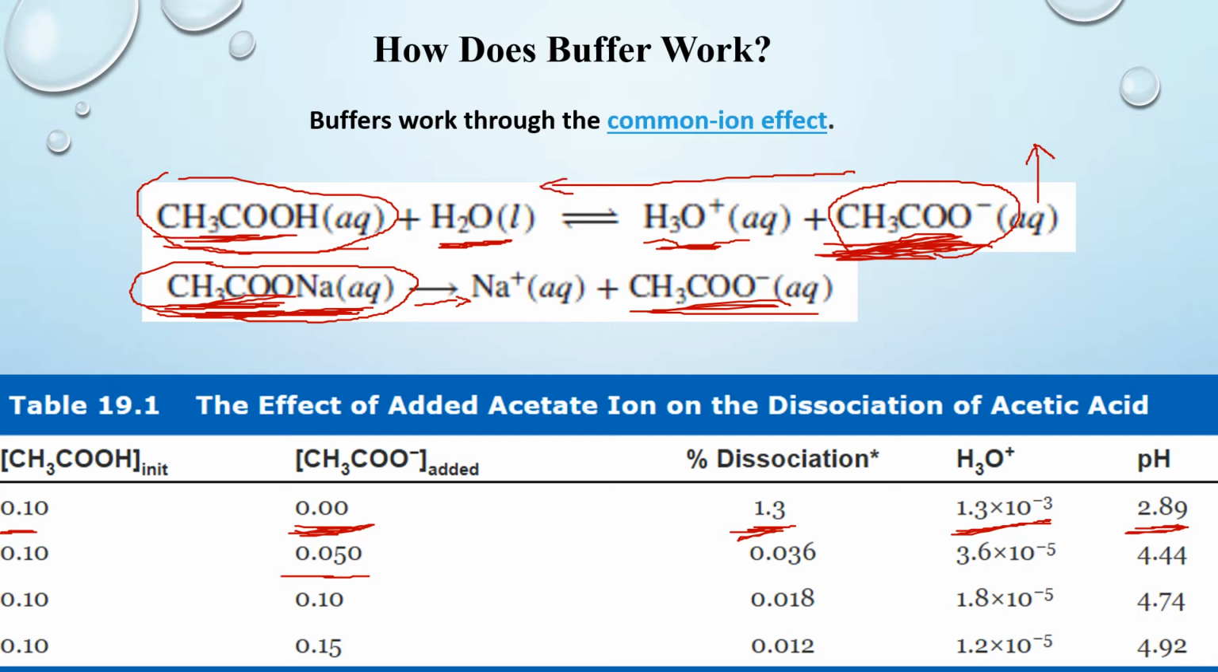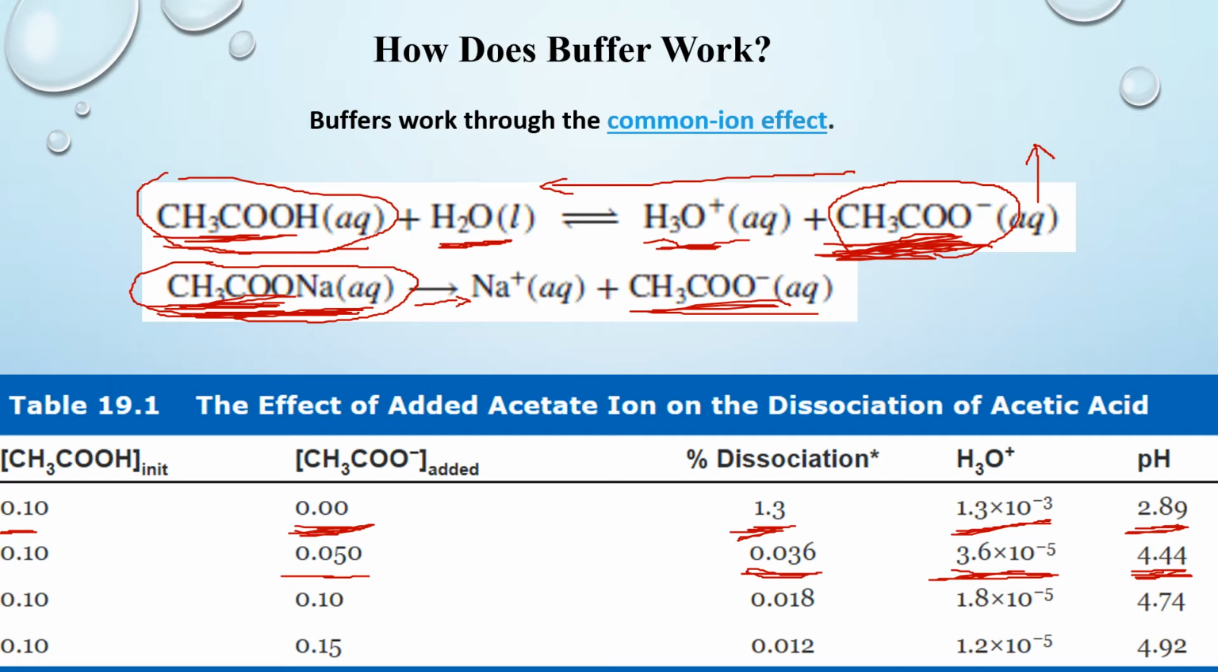That means that will decrease the percentage of the dissociation of this acetic acid. So we're gonna have only 0.036% of dissociation. That means a much lower concentration of proton generated from the dissociation. So the lower the proton concentration, the higher the pH. So by adding 0.05 molar of this acetate ion, the pH increased to 4.44.